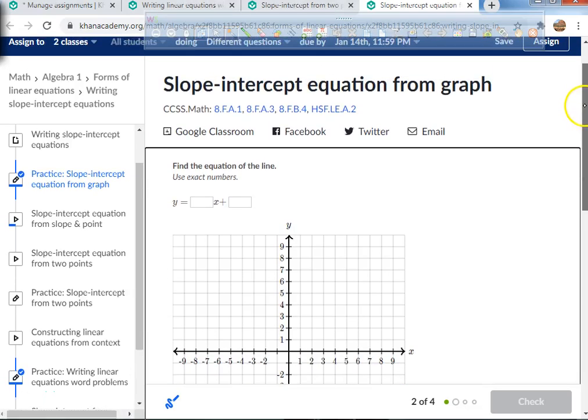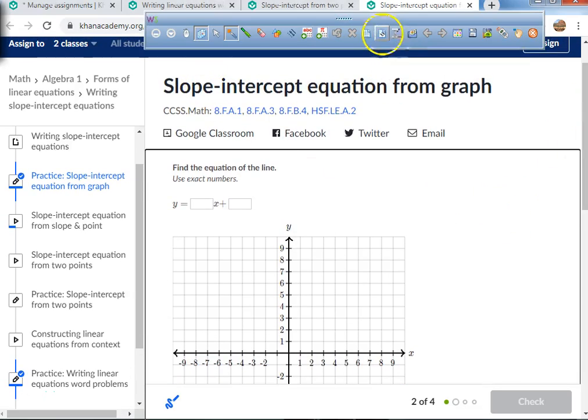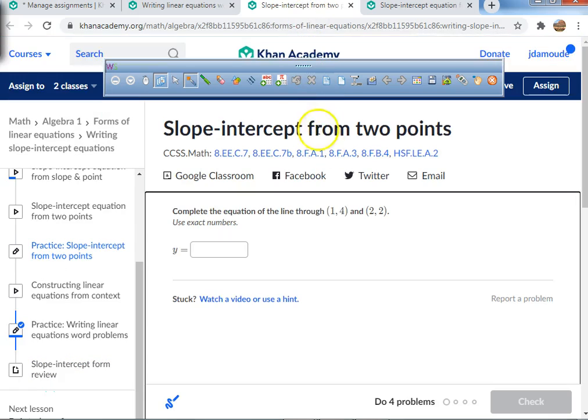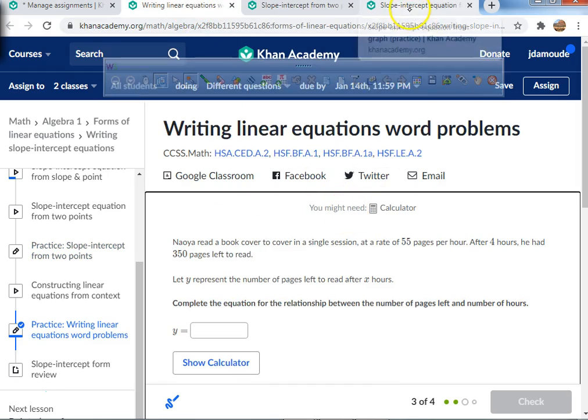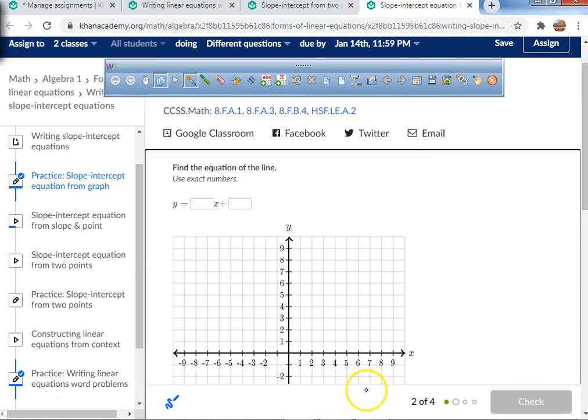All right, in this particular video, we're going to be going over different concepts: slope-intercept equation from graph, slope from 2 points, or actually slope-intercept form from 2 points, and being able to write linear equation word problems. We're going to be covering all three topics today.